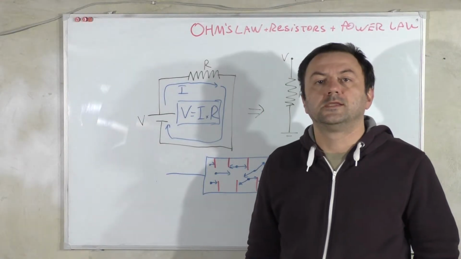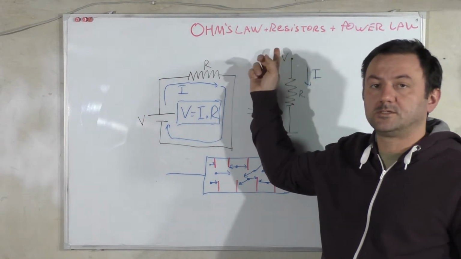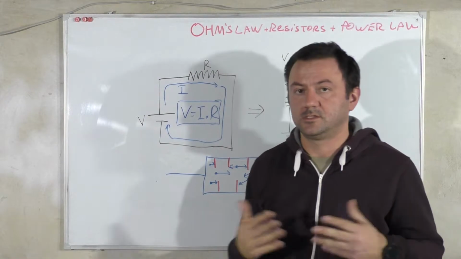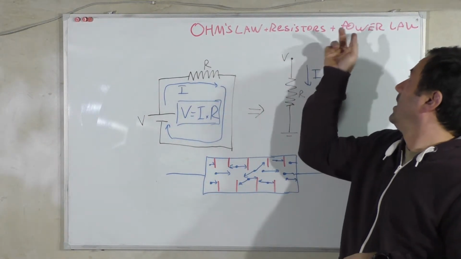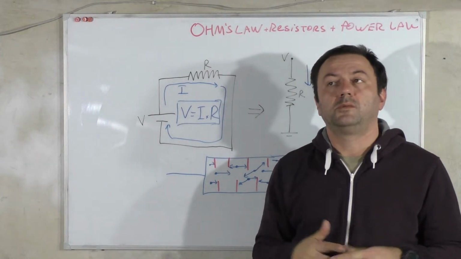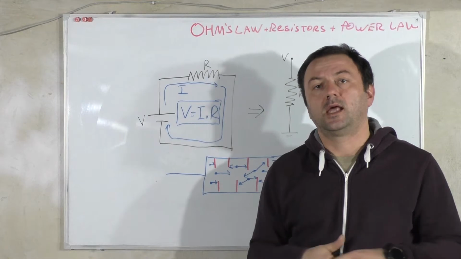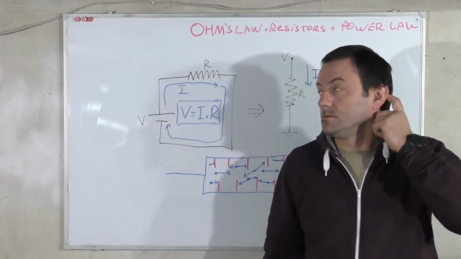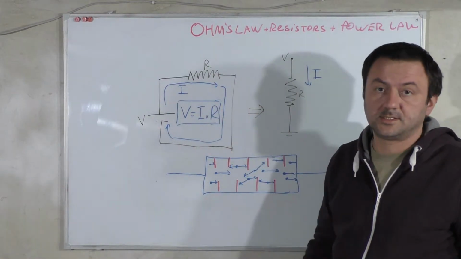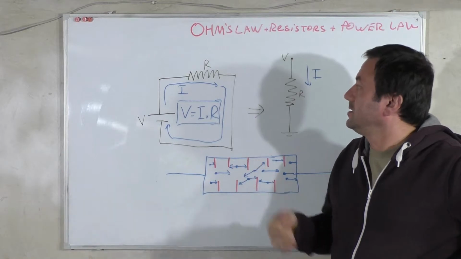Hi, in this video we're gonna talk about Ohm's law, resistors, what resistors are, what kinds of resistors we have in general use, and the power law. And at the end of the video we're going to burn a resistor that cannot handle the current and power rating. So what are resistors? Resistors are components. In 1 minute I will show you physically.